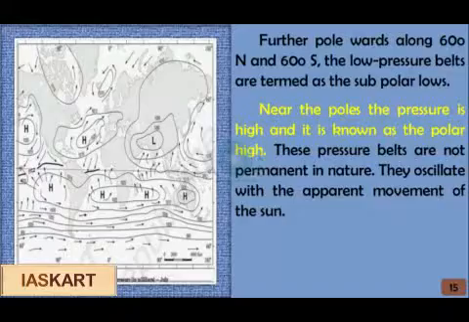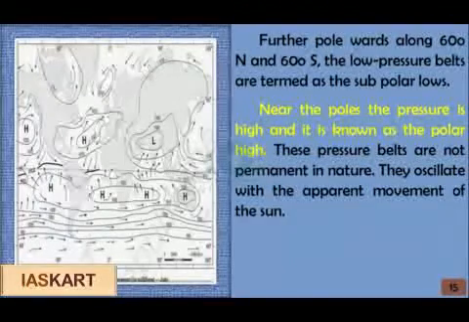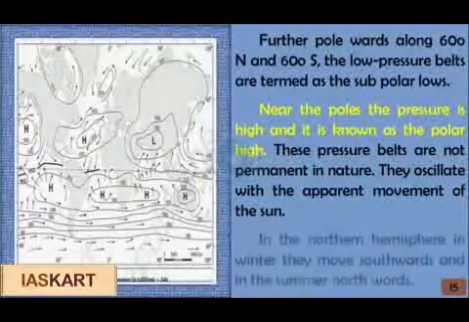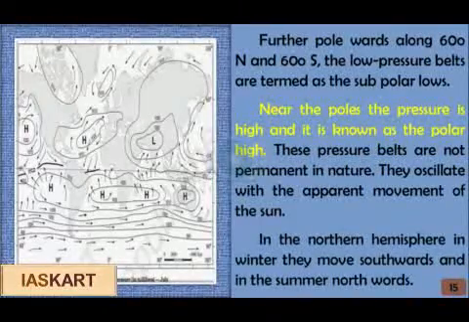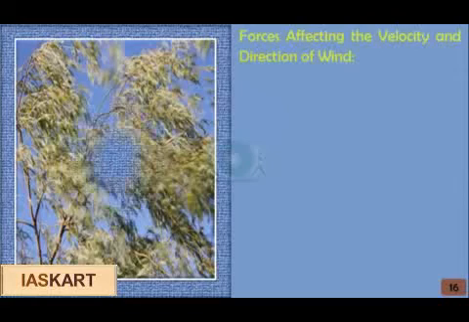These pressure belts are not permanent in nature. They oscillate with the apparent movement of the sun. In the northern hemisphere, in winter, they move southwards and in summer, northwards.